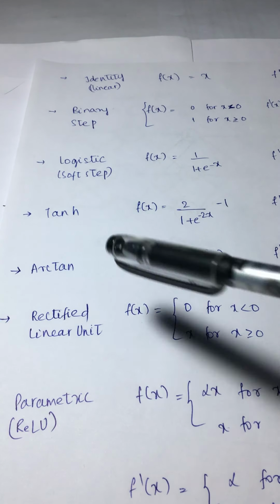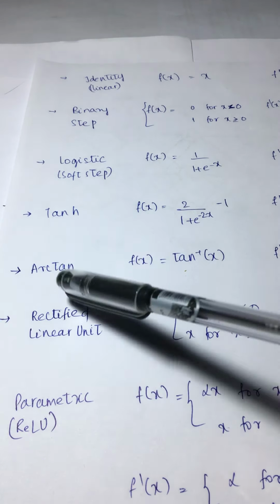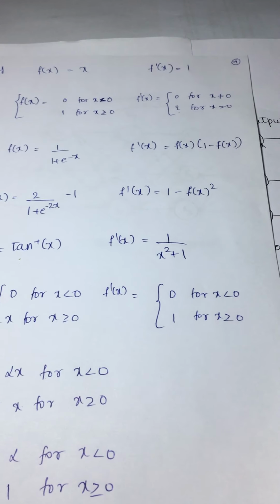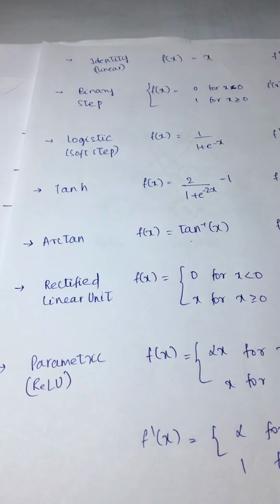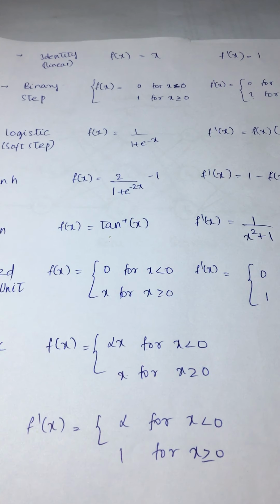Next, this is the arctan function. This is the formula for arctan function, and this is the derivative. Next is your ReLU, or rectified linear unit. This is a particular formula for ReLU, and this is the derivative of it. Next is your parametric ReLU. This is that particular formula. When the input is less than 0, this is alpha x, or if it is greater than 0, it's only x.